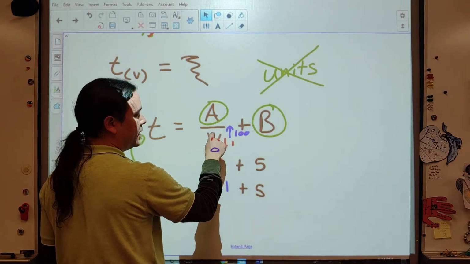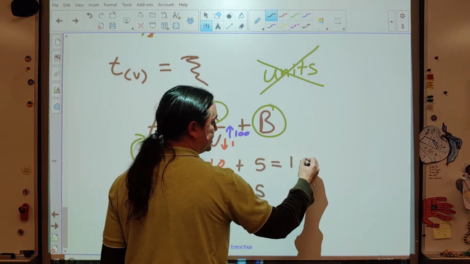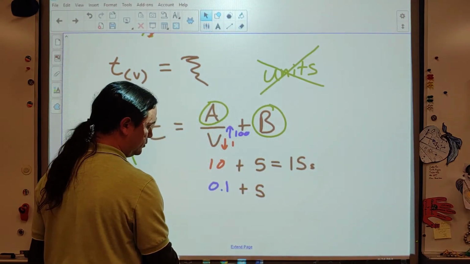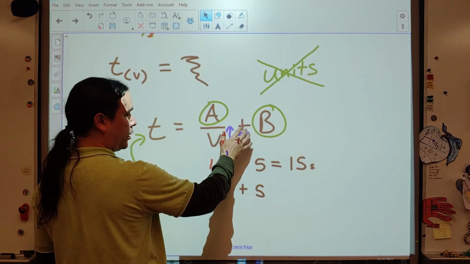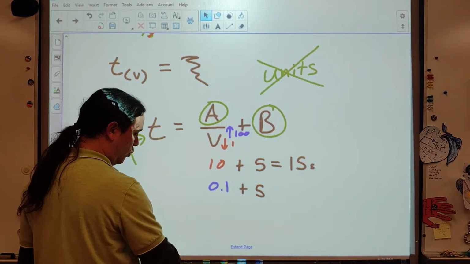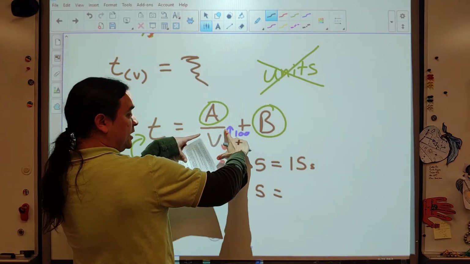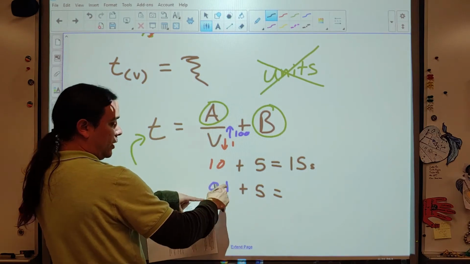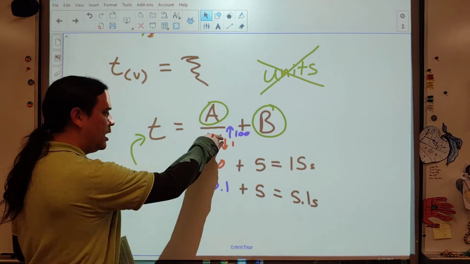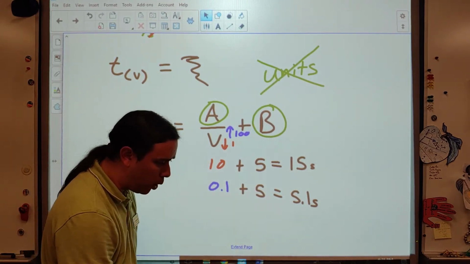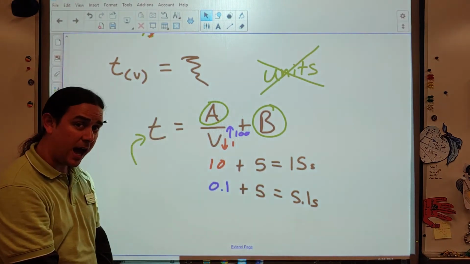But let's see what that means. If v is small, then that means a is going to stay big, and this equation says that it will take 15 seconds. But when the speeding car is going very fast, our big value, blue, 100, 10 divided by 100 is 0.1. When the speeding car is going very fast, this is a big value, and this gets small, so we have a very small number, 0.1. This would be 5.1 seconds. Does that make sense? If the speeding car is going 1 mile per hour, it's going to take 15 seconds to catch it, but if it's going 100 miles per hour, it'll only take 5?